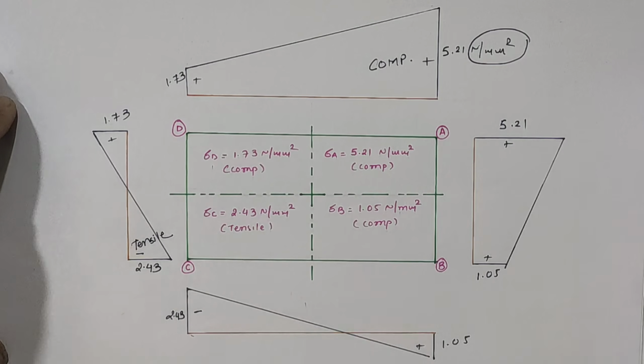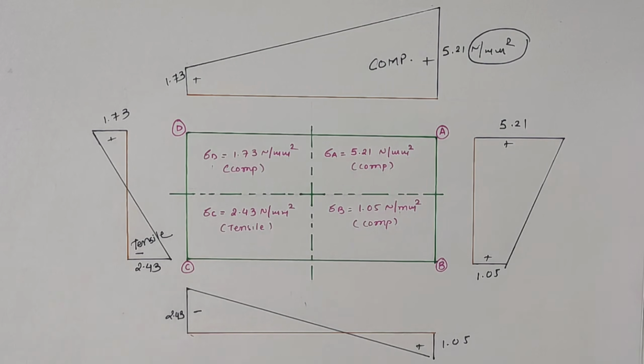So the given figure shows the stress distribution diagram for the given eccentrically loaded rectangular column, where the eccentricity is given as 75 in the shorter direction and 125 in the longer direction in the top right corner.